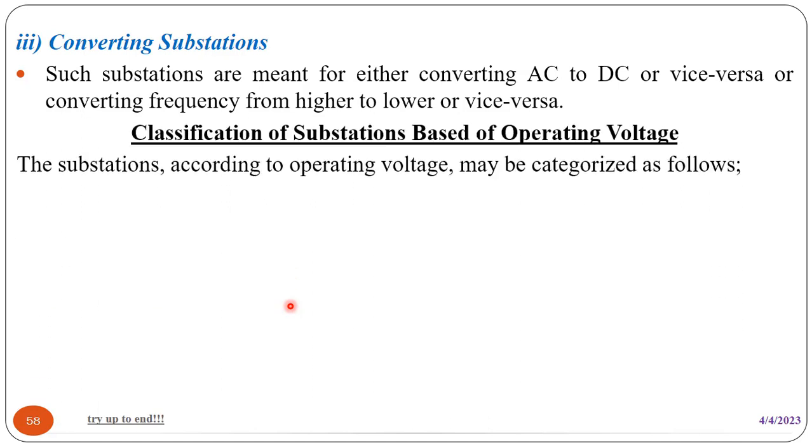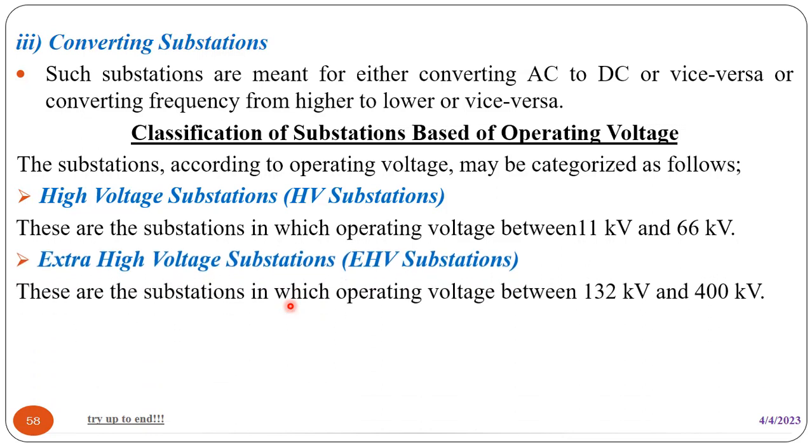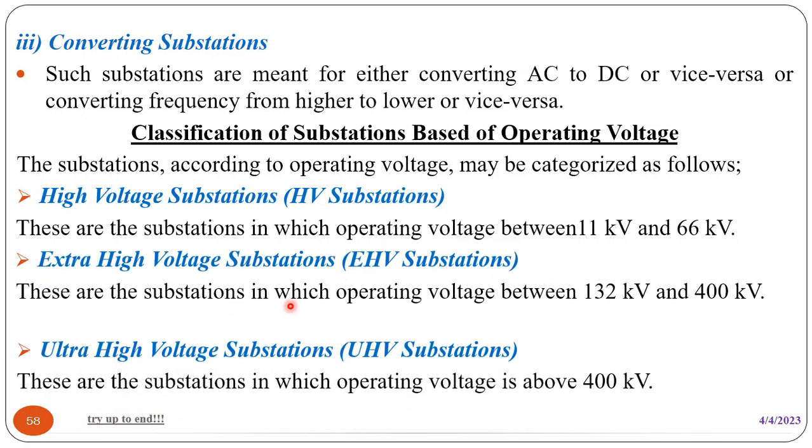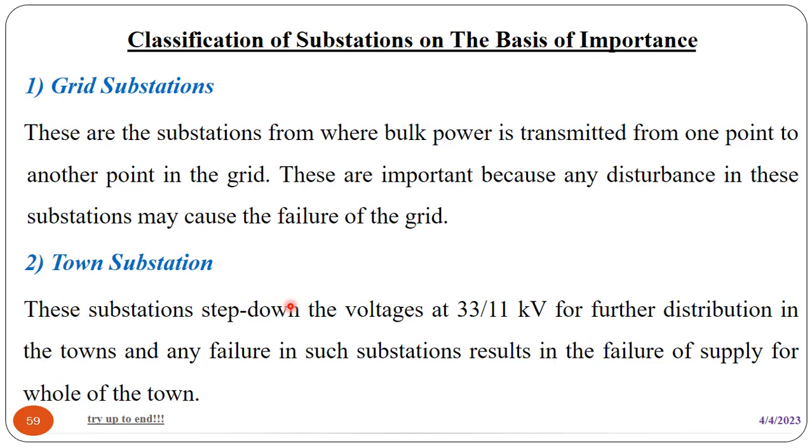Another classification of substations is based on operating voltage. These are the substations which operate at voltages between 11 and 66 kV, high voltage, and then 132 to 400 kV, extra high voltage, and beyond that, ultra high voltage.